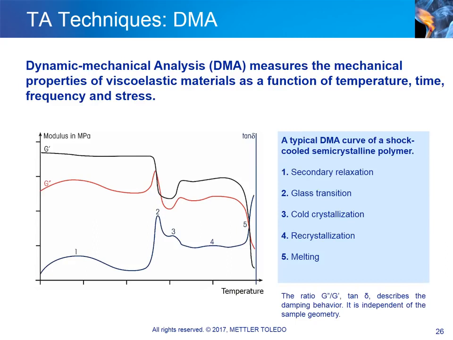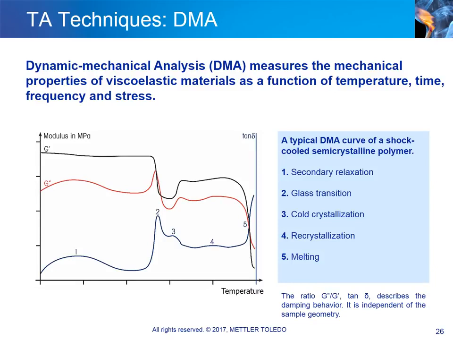Dynamic mechanical analysis measures a sample's response to deformation as a function of time, temperature, and/or frequency. The schematic diagram on the left shows the results obtained from a DMA shear measurement of a crash-cooled semi-crystalline polymer. The curves display the storage modulus, G', the loss modulus, G'', and the loss factor, tan delta, as a function of temperature. The different events are numbered next to the curve and explained in the table.